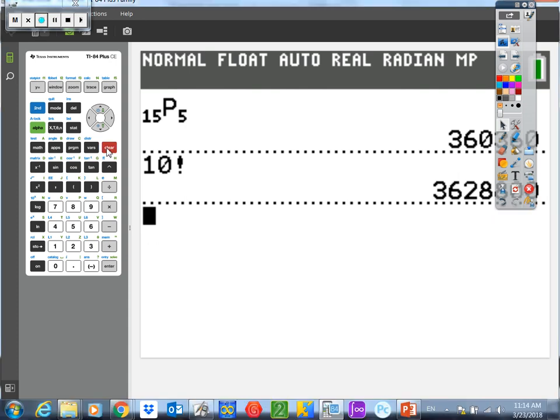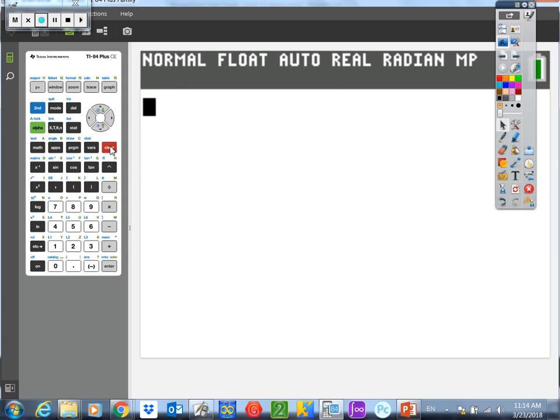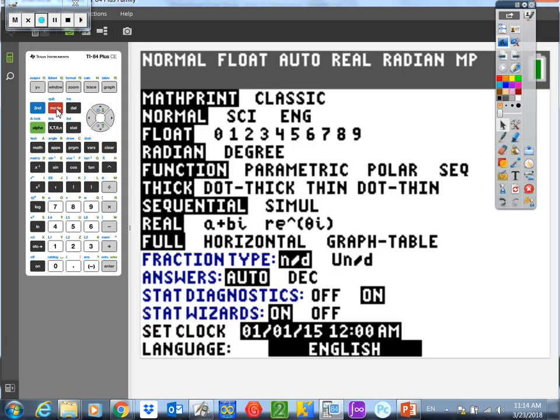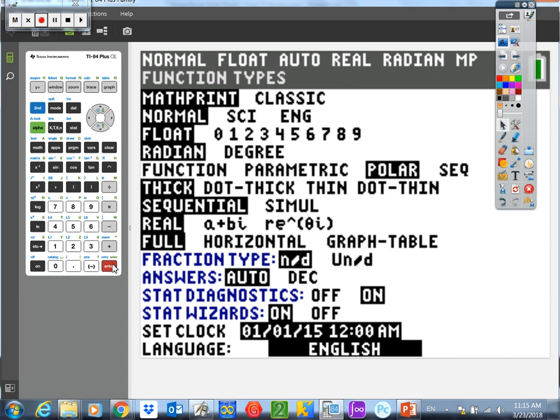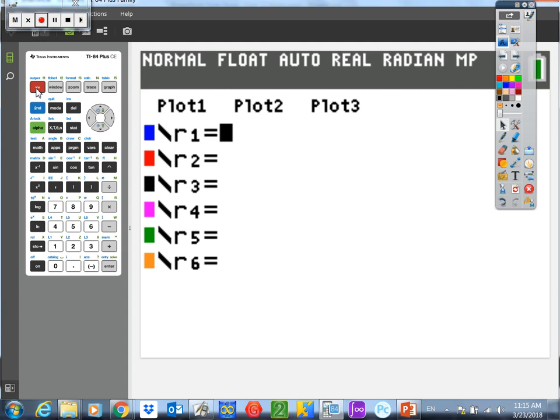Let's go into our mode, and right now we do need to be in radians, so be sure you're in radians. Then we need to go down and get into polar mode. So let's scroll down, go over to polar mode and hit enter. Okay, now we're in polar mode. So let's go to our y equals. This is where we're going to graph.